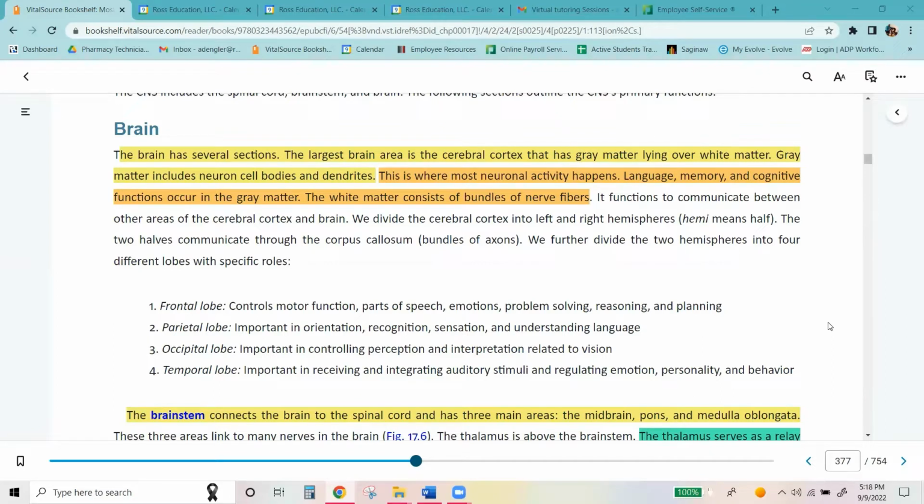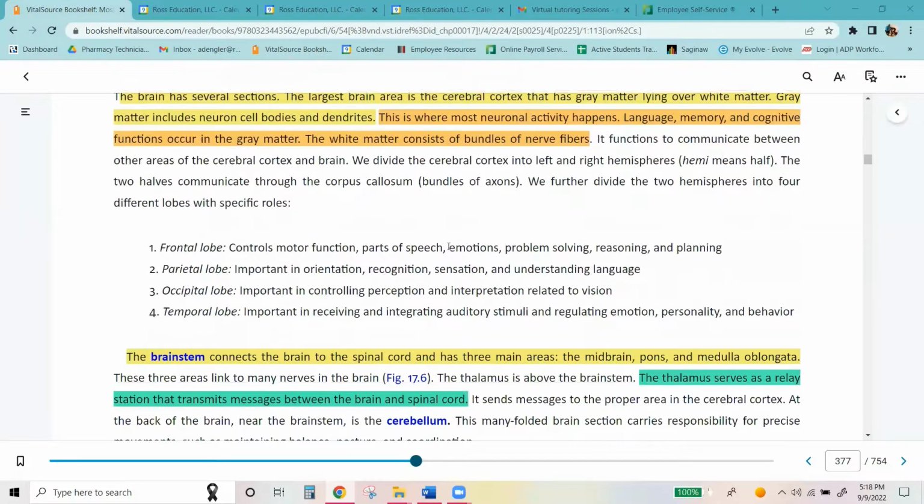And then we further divide the two hemispheres into four different lobes with specific roles. The frontal lobe controls motor function, parts of speech, emotions, problem solving, reasoning, and planning. The parietal lobe is important in orientation, recognition, sensation, and understanding language. The occipital lobe is important in controlling perception and interpretation related to vision. And the temporal lobe is important in receiving and integrating auditory stimuli and regulating emotion, personality, and behavior.